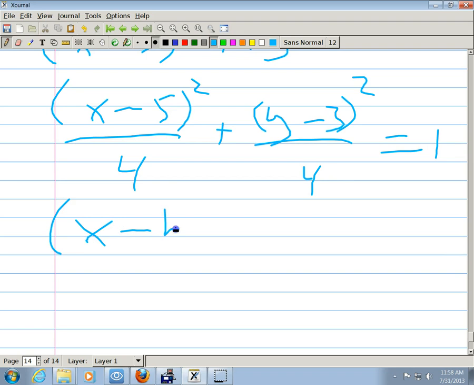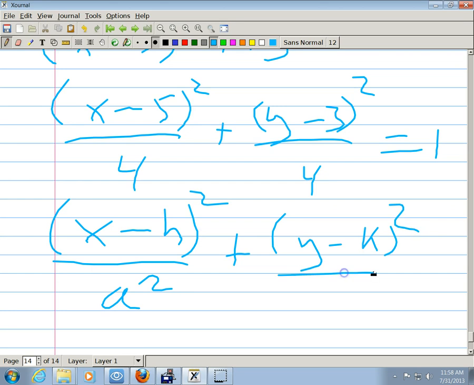x minus h squared over A squared plus y minus k squared over B squared equals 1. If A and B are equal, that's a circle. If A and B are not equal, that's an ellipse. But it's still centered at (h, k). It's still like a circle centered at (h, k), but it's not a circle anymore if A and B are different. If A and B are equal, it's a circle, right? Okay. All right, good.